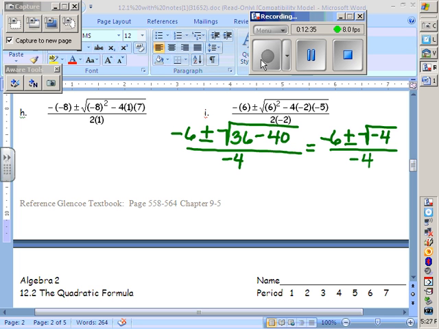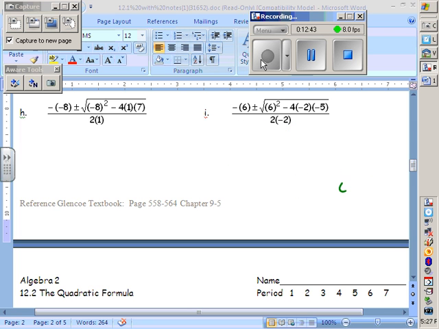I have a negative underneath my radical, so I automatically know I can stop working, and my answer will be no solution. Okay? I cannot have a negative underneath my radical.